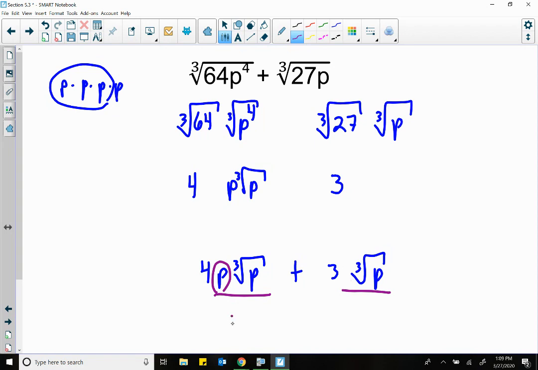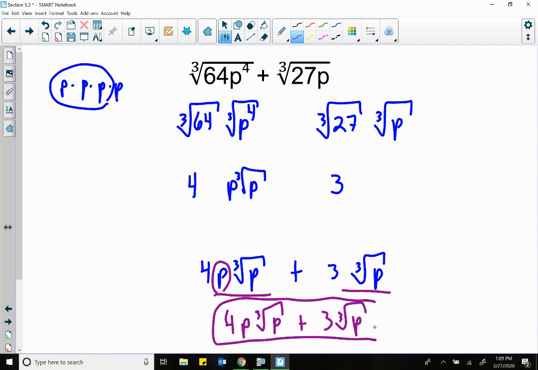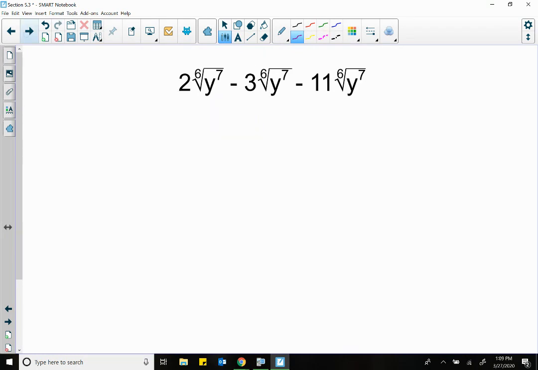So the final answer is actually just what we had right there. 4p cube root of p plus 3 cube root of p. That is the final answer. All right, I think I have one more. Yep. Go ahead, give this one a shot, pause the video, and that will wrap up 5.3.